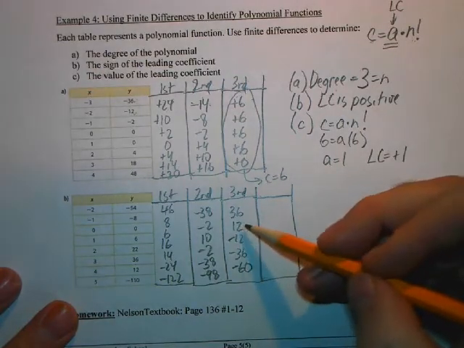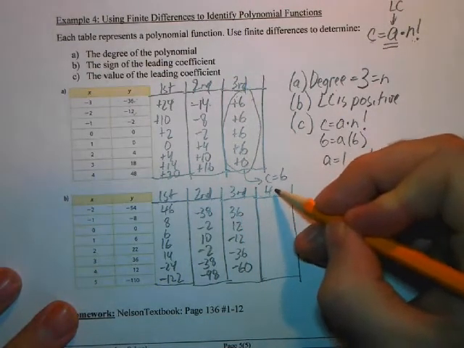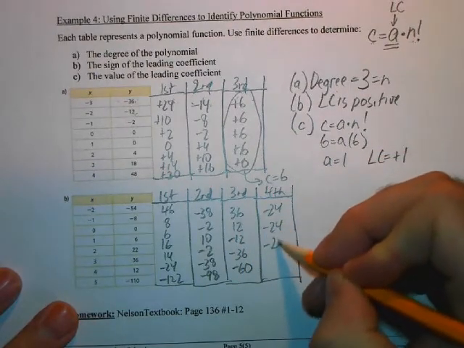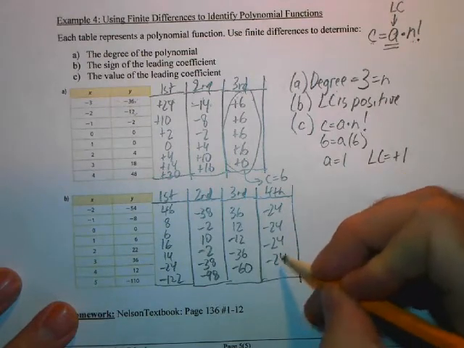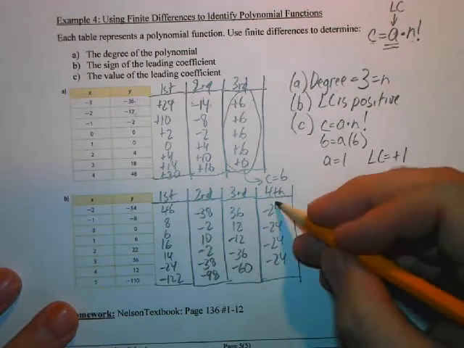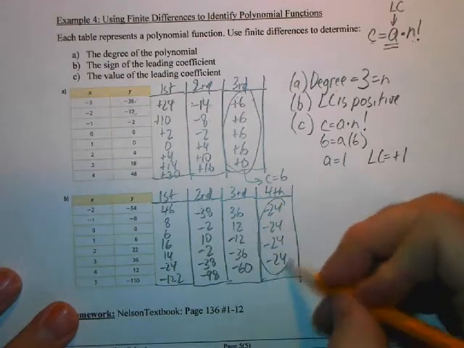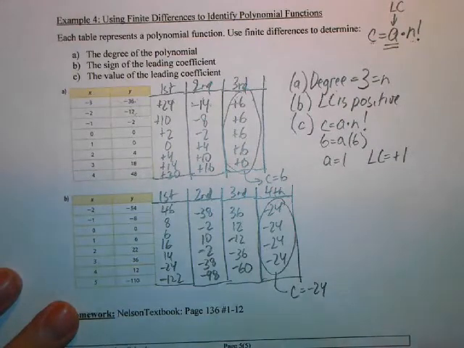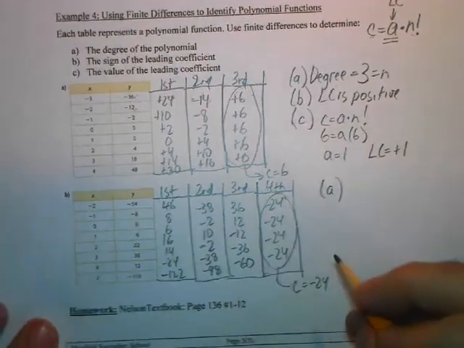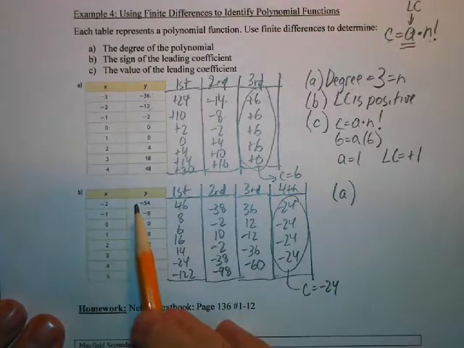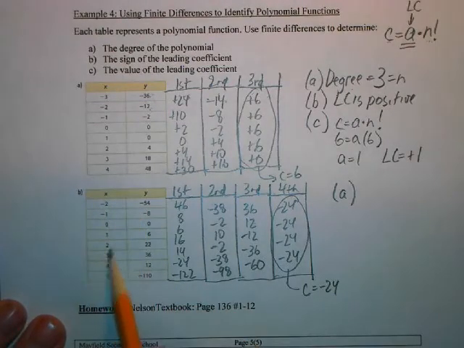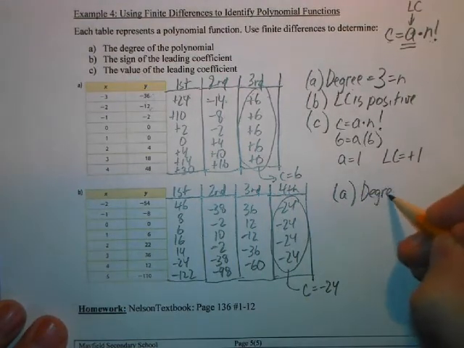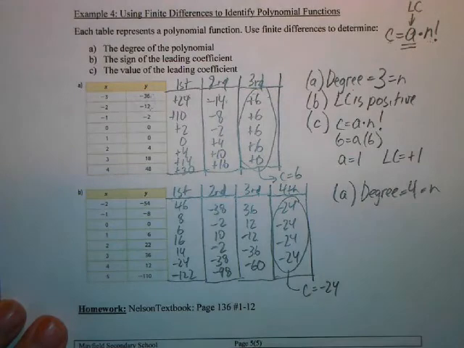So this time when we subtract 12 minus 36, it is negative 24, negative 24, negative 24, and negative 24. So we got it to work. These are constant, so this is our value of c. C equals negative 24. So now we can say that the degree of the polynomial is degree 4. So n is equal to 4. Degree equals 4, which is n.